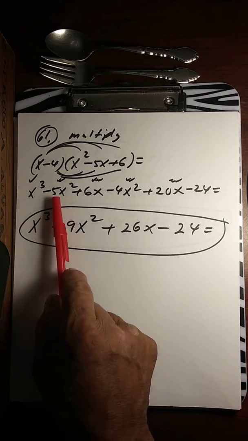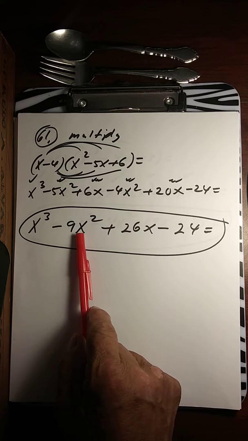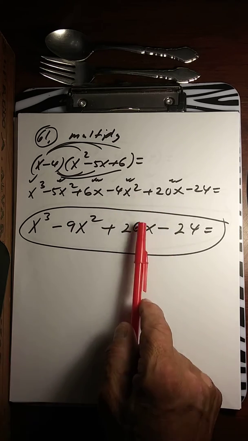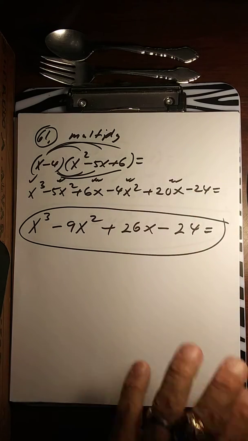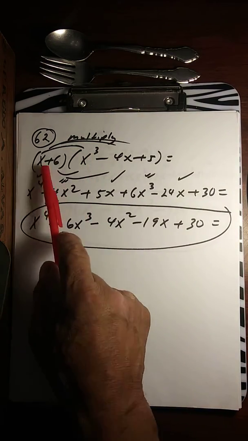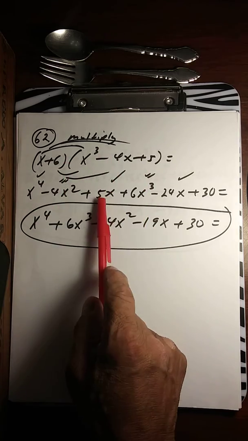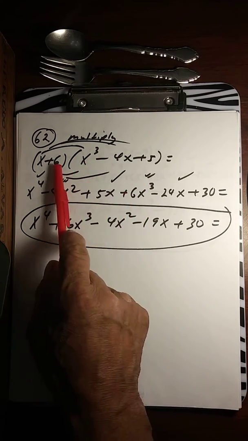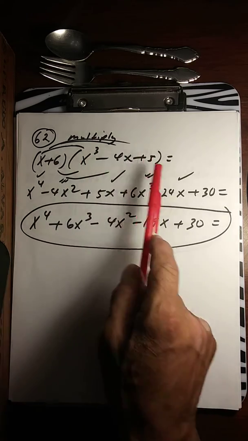Cubes, that's it. Squares and squares together is that. 9x squared. 6x and that's 26x. And then 24. There it is. Foil it out, whatever you want to call it. That times that is x to the 4. That times that is 4x squared. That times that is 5x. That times that is 6x cubed. Minus 24x. And that times that is 30.